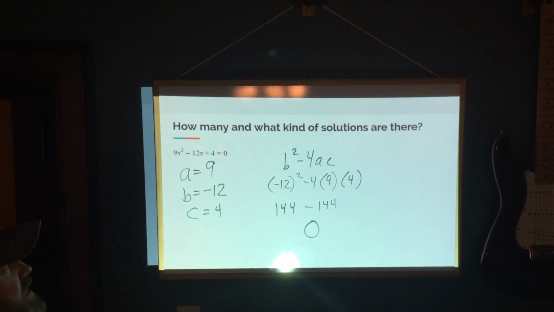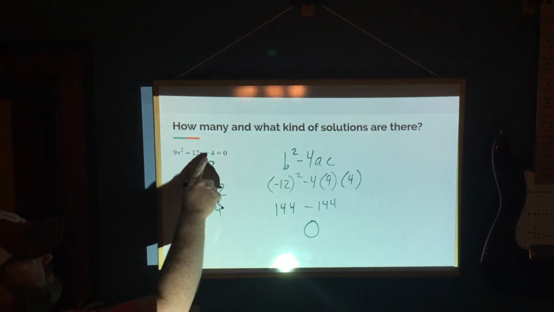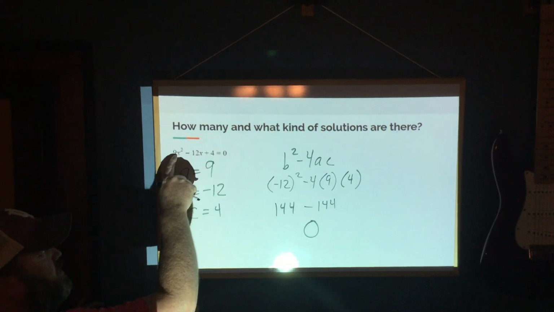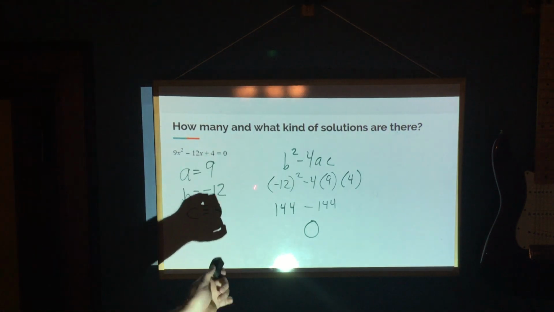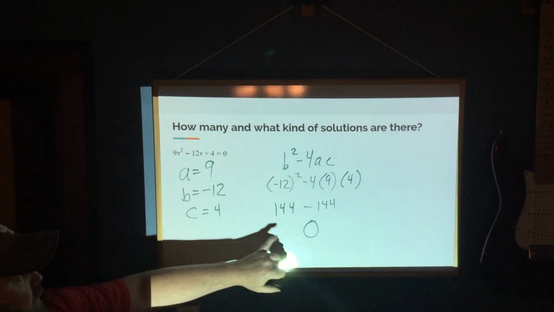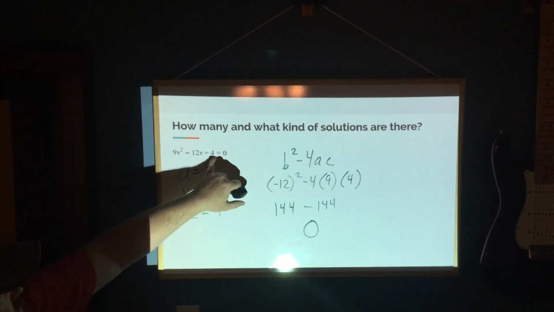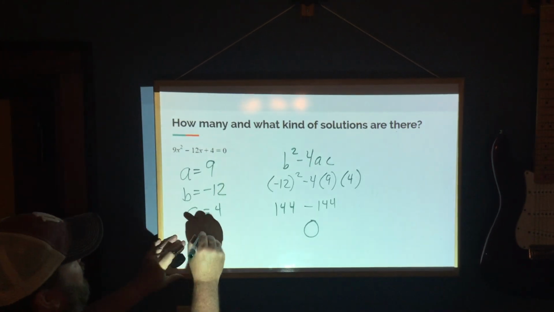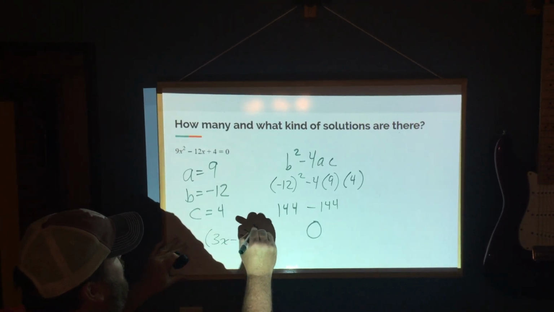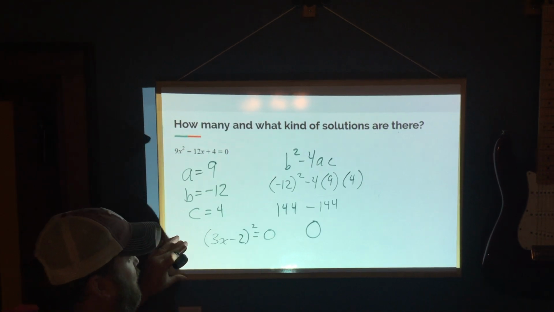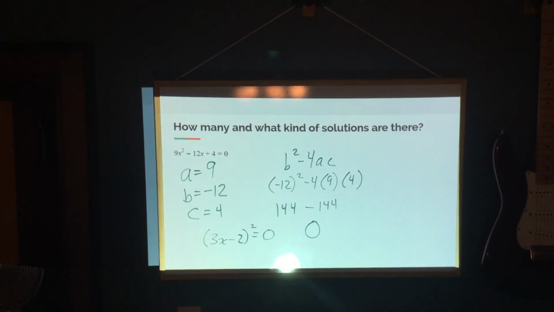So you don't have to even do your thing where you're like, well, that's positive, that's a perfect square, and so on. You don't have to do that anymore. This tells you it's a perfect square trinomial. Take the square root of that, take the square root of that, still that sign. That's going to factor into 3x minus 2, the quantity squared, equals 0, and then you could solve from there.